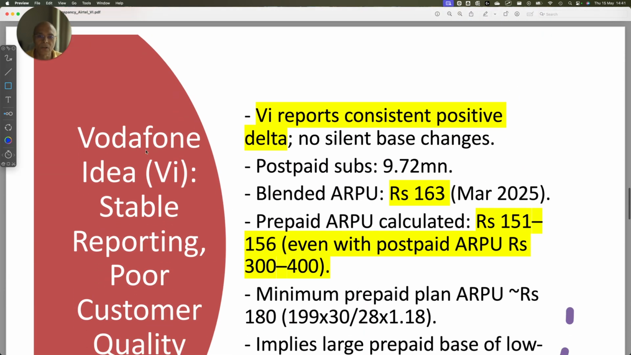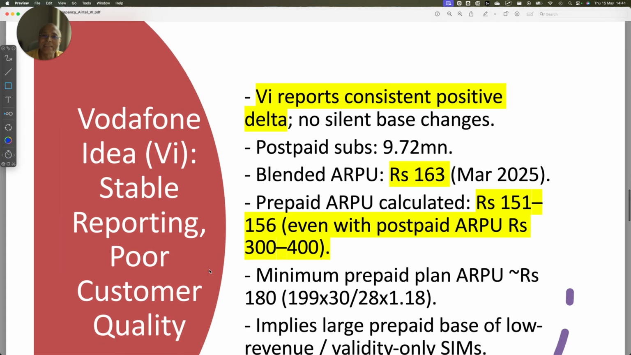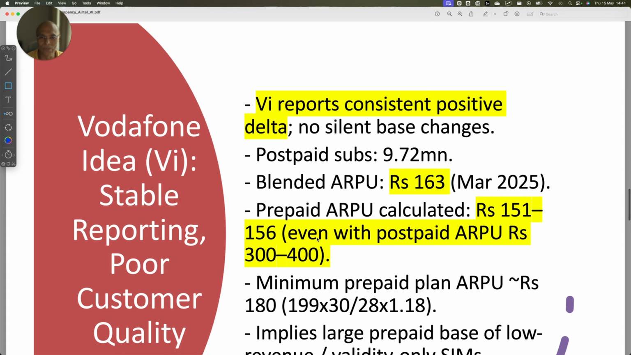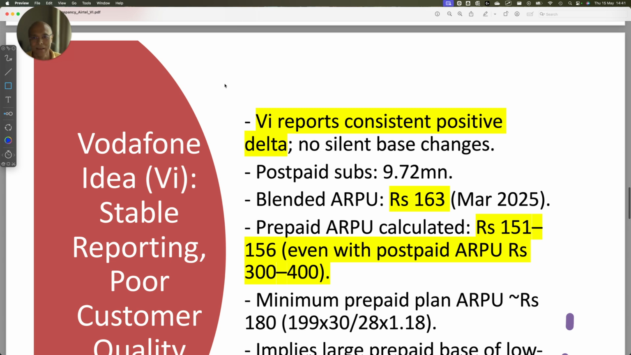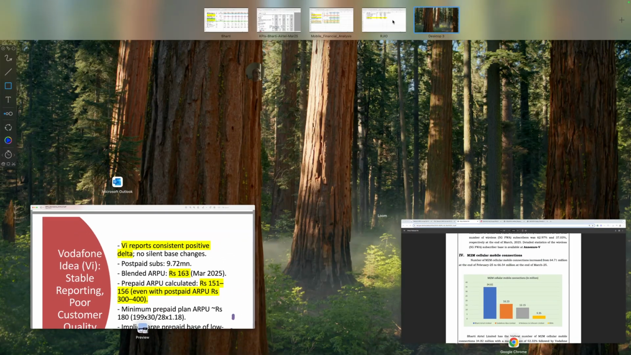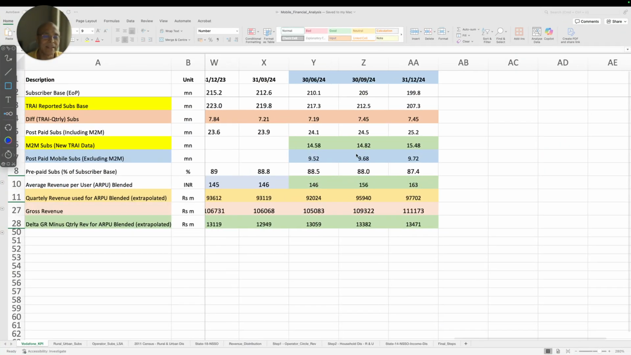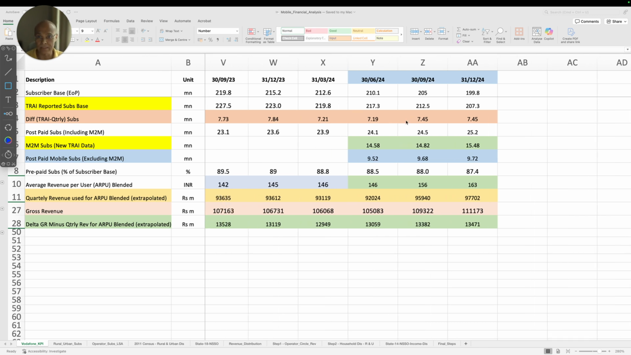Now, let's go to Vodafone Idea. Vodafone Idea has stable reporting, but their subscriber quality is very, very poor. And let me explain to you what is going on in Vodafone Idea. Now, let's come back to the slide after having investigated what Vodafone Idea is doing. If you look at Vodafone Idea's quarterly report, you will find these are the subscriber numbers, subscribers at end of period. So the latest number, because Vodafone Idea has still not come out with the March number, is 199.8. Now, the TRAI reported subscriber number I have captured here, right?